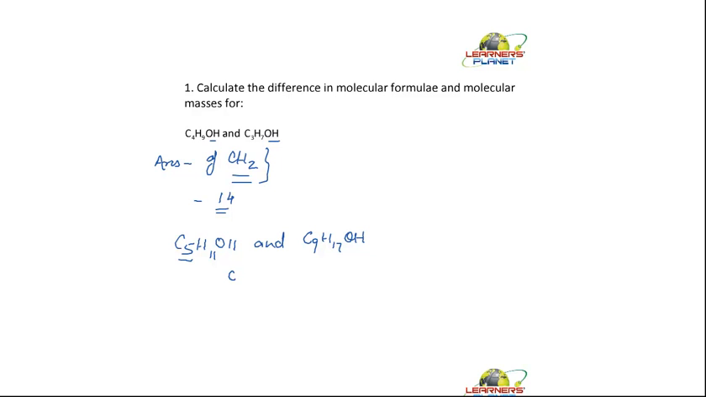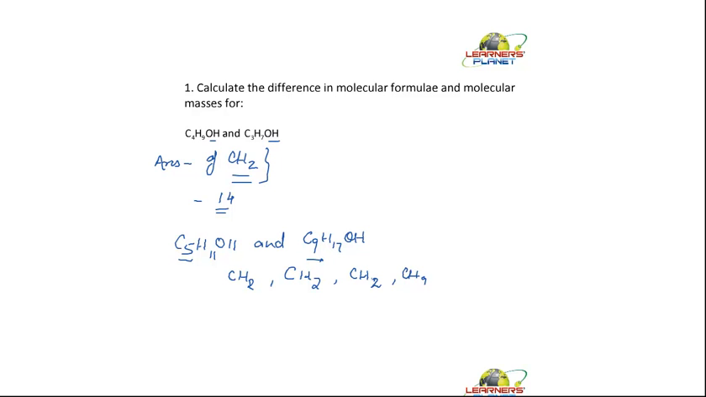This is the 5th member of the homologous series and this is the 9th member of the homologous series. So between them, how many more CH2 would be there? If I add one CH2 to C5H11, it would be C6. Another CH2 to C6, it will become C7. Another CH2 to C7, it will become C8. Okay, and another CH2, so it will become what? It will become C9. Right?